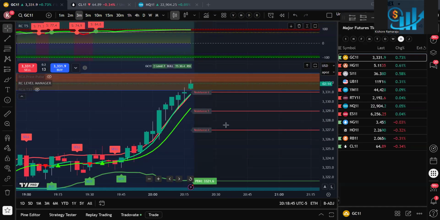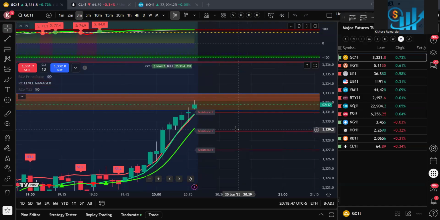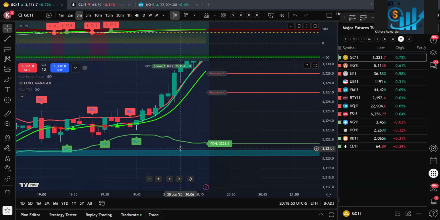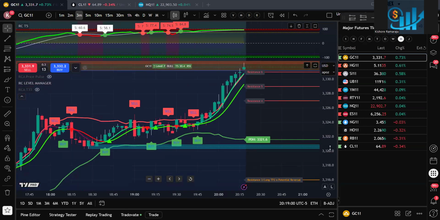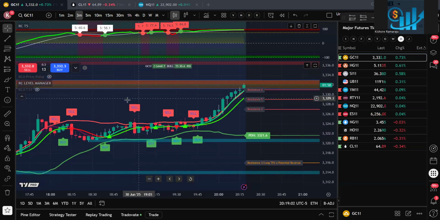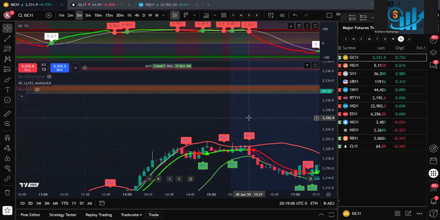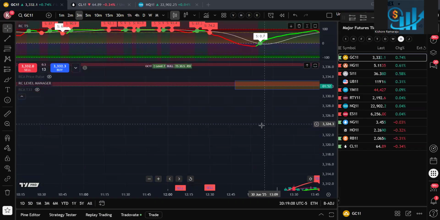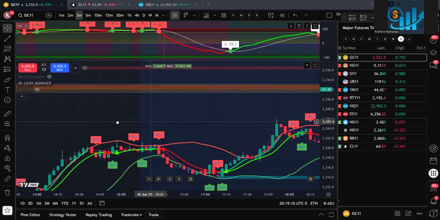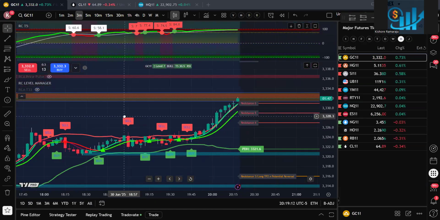Now it touches the supply zone. So what do you mean by supply zone? A supply zone is where you have a lot of sellers. This is a demand zone where there are a lot of buyers. Generally, you have to see how many times this supply zone got touched today. You can see that as of today, this supply zone is being touched for the first time.